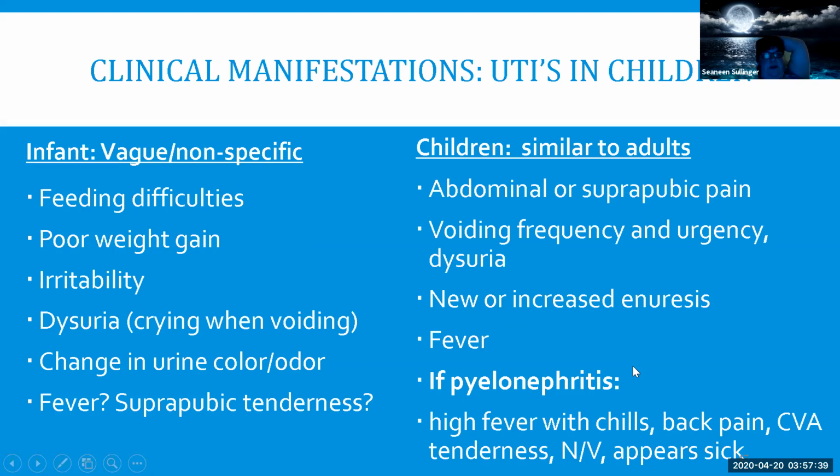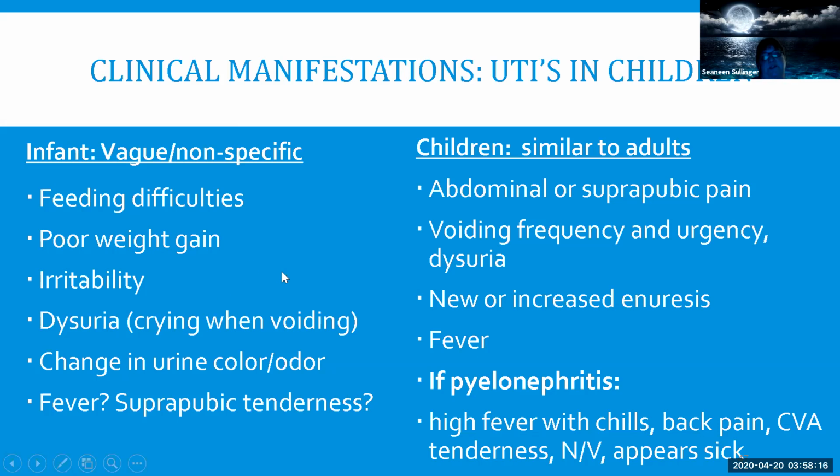And then clinical manifestations that you'll see. Infants are vague and nonspecific, but feeding difficulties, that's your number one indicator that there is a problem of some type. Poor weight gain, irritability, and often what you'll see is when they urinate, they'll cry when they're urinating. Now there's a diaper on, so if they start to cry and you check the diaper, that's probably a pattern that you will see. You could also see a change in the urine color or an odor to the urine. And the infant might have a fever.